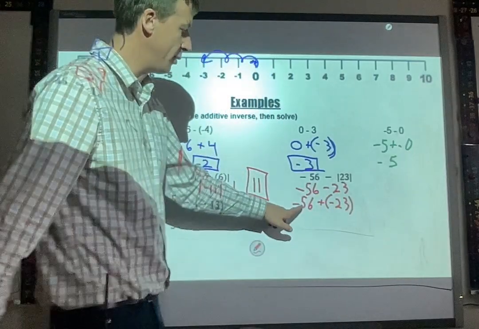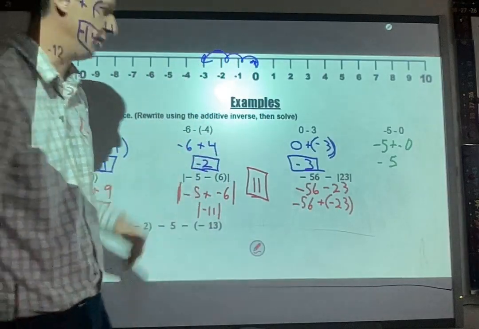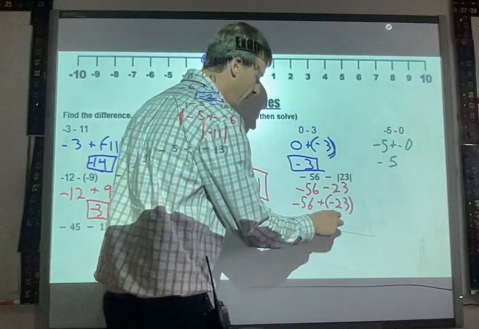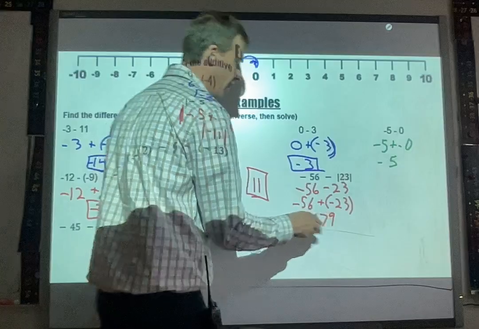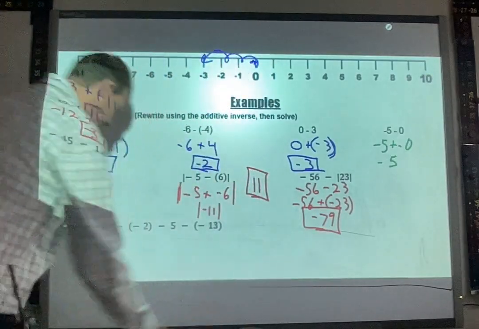Whenever we're adding numbers with the same sign, the rule is that we add them together and then we take the sign of the numbers. So 56 plus 23 is going to be 79. Feel free to write it one number on top of the other if you need help. And because they're both negative, my answer is negative. So I get negative 79 on that one.